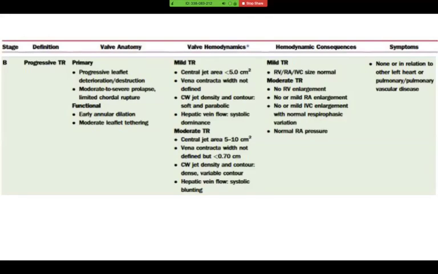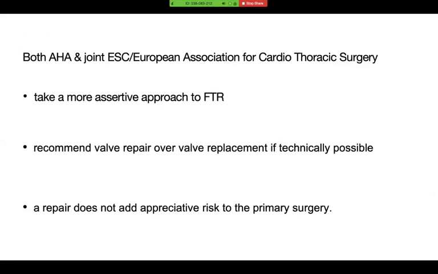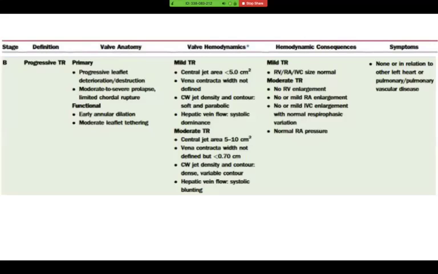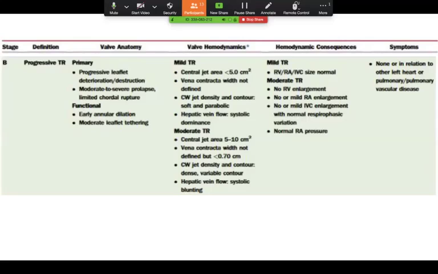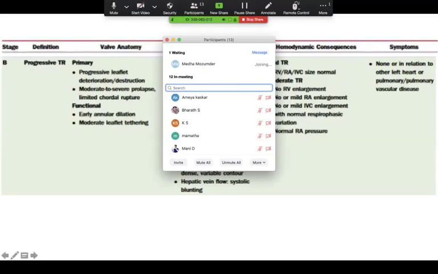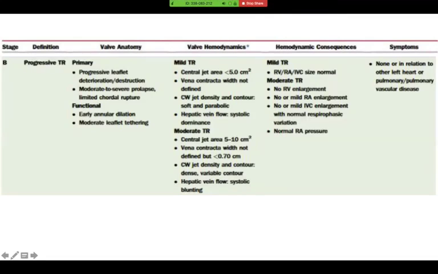We'll go to the next slide. Both the AHA as well as the joint ESC, that is European Society of Cardiology, and Cardiothoracic Surgery, have taken an assertive approach for functional TR. So the recommended valve repair is always better as compared to tricuspid replacement.